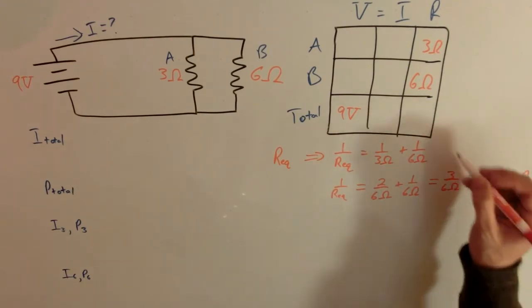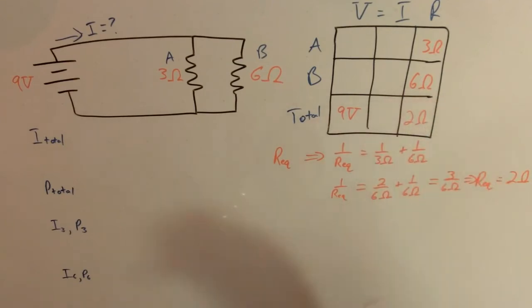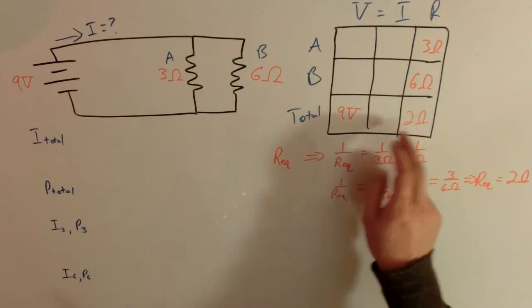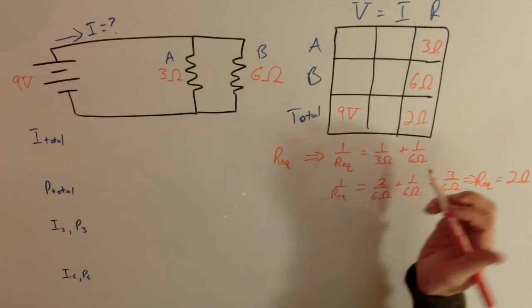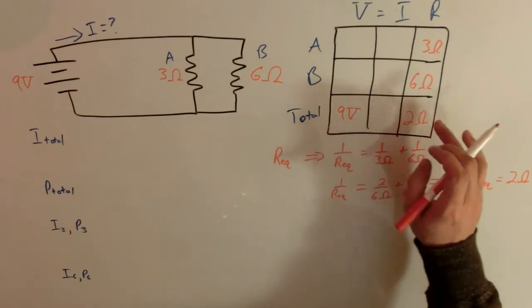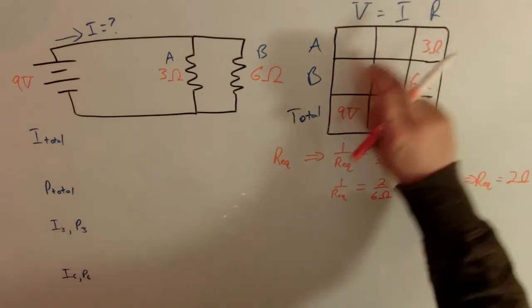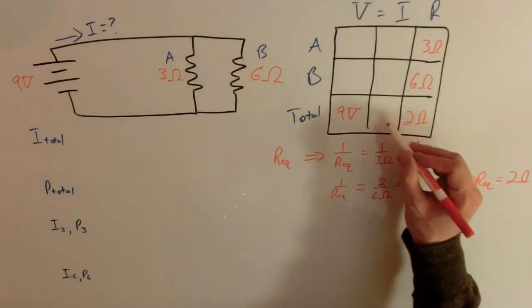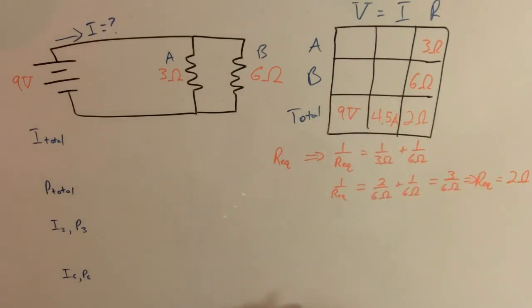Okay, so now I know my equivalent resistance for this whole thing, 2 ohm. I get to put that in. And now, because I have 2 pieces of information in this row, I can solve for the other. I can find the current through my total circuit is going to be 9 volts divided by 2 ohm. V equals IR. I want to solve for I, so I'll divide both sides by the resistance. And I find that my total current is 4.5 amp, which is pretty high. I probably wouldn't want to leave this plugged in for very long.